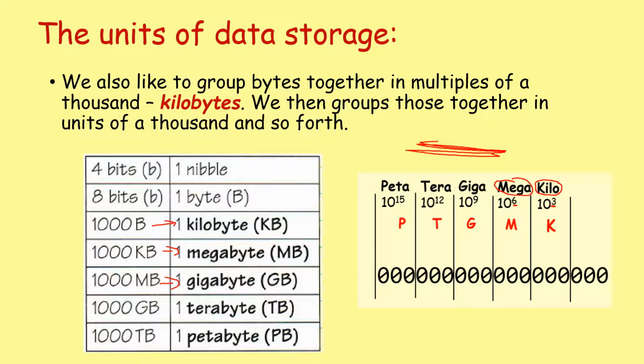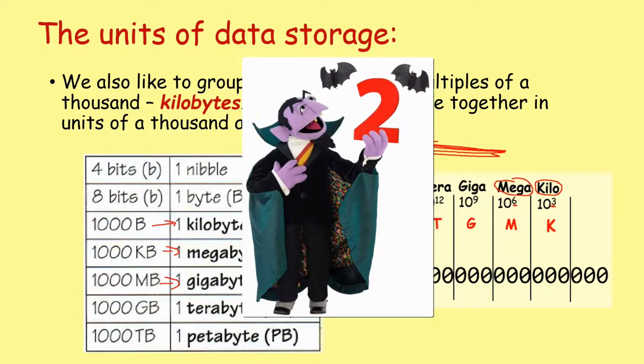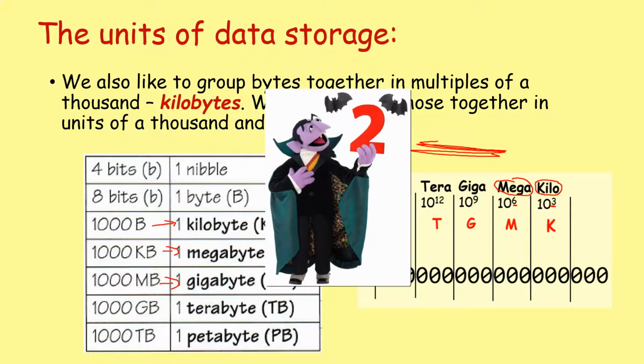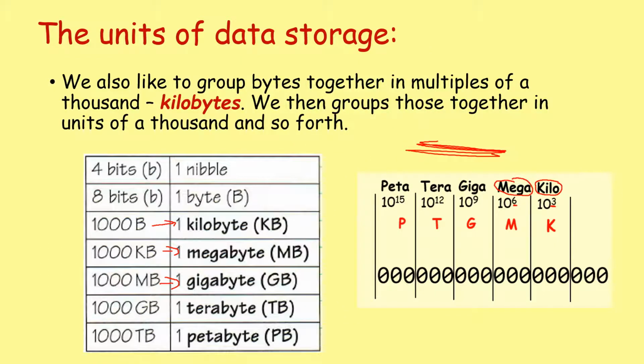So if we start with 1 and work on multiples of 2, we get 1, 2, 4, 8, 16, 32, 64, 128, 256, 512, 1,024. So that's why technically there's 1,024 bytes in a kilobyte, 1,024 kilobytes in a megabyte, and so on.